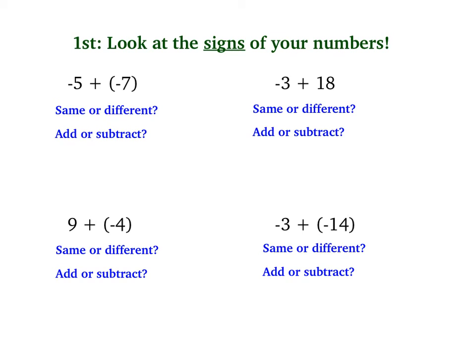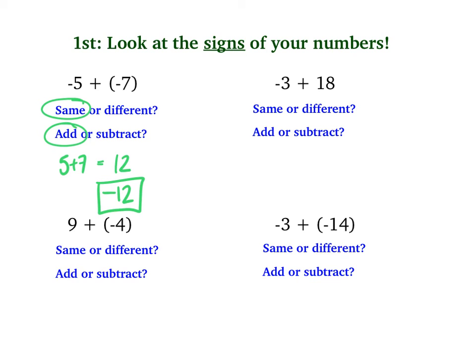So for something like negative 5 plus negative 7, I first need to ask myself, are they the same signs or are they different? And here I see that they're the same because they're both negative. So since they're the same, that tells me they're combining together, so I would add those base numbers. 5 plus 7 would give me 12, and then I check my final sign. Since they're both negative, my answer would stay negative and give me negative 12.